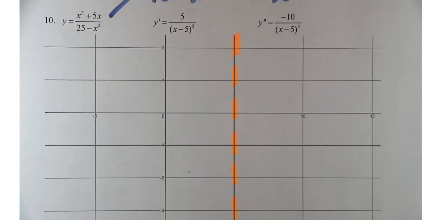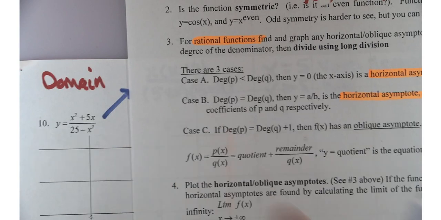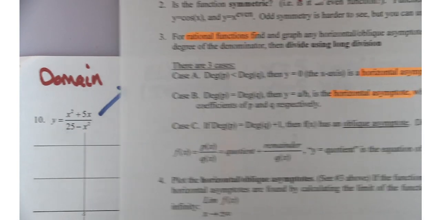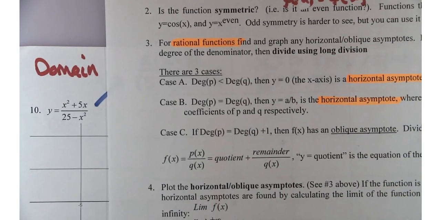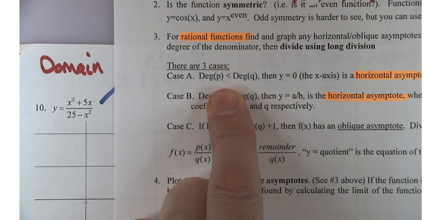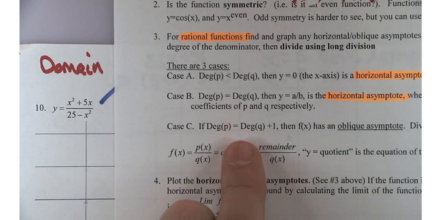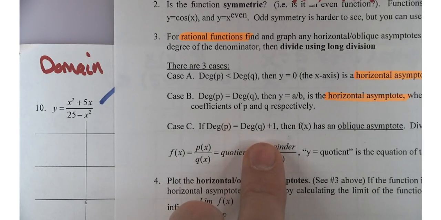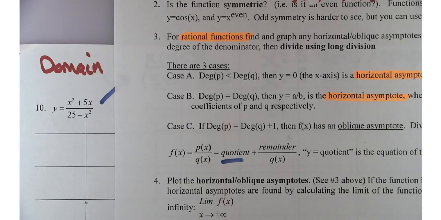What else can we see? Well, because this is a rational function, we can look at what case it is, and see if we can find a horizontal asymptote or maybe an oblique asymptote. So there are 3 cases. There's a case where the numerator degree is less than the denominator degree. There's the case where they're equal to each other, or there's a case when the numerator degree is 1 more than the denominator, in which case the quotient becomes your slant or oblique asymptote.